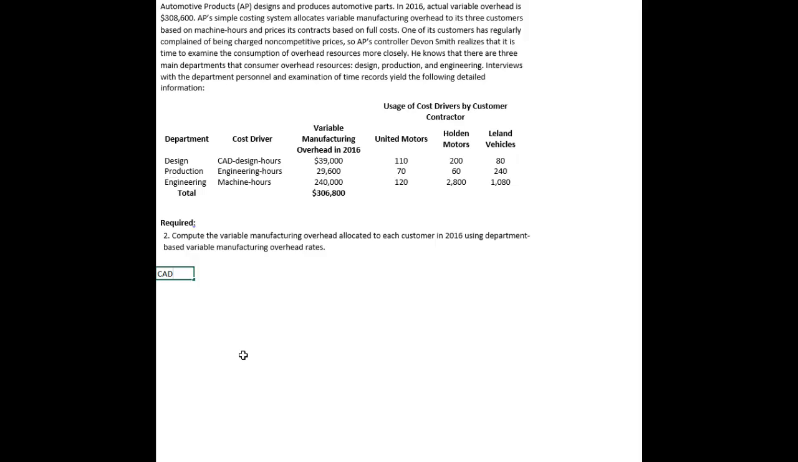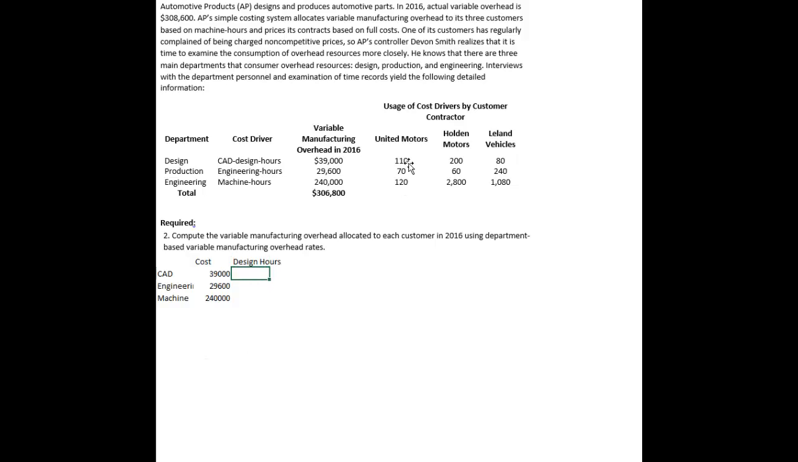I'm going to calculate the hours for CAD, for engineering, and the machine hours for production. I would say we had 39,000 that went to design, 29,600 to engineering, and 240,000 that went to production, whatever. So we now know the total, so this is my cost. The cost pools equal this much, and we've got the allocation base, design hours.